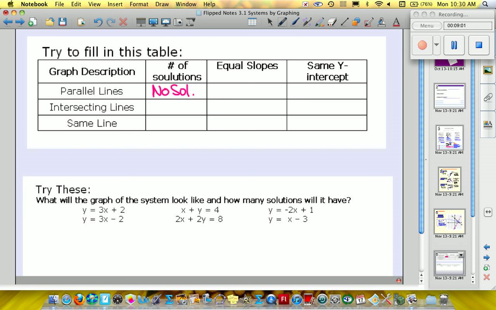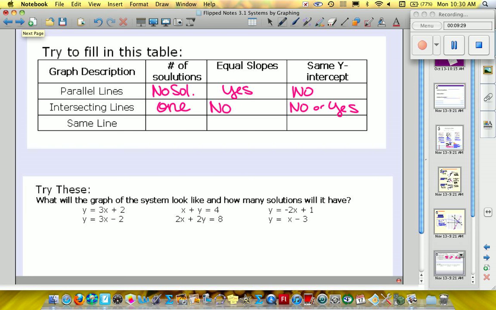Okay. Do parallel lines have equal slopes? Yes, they do. Do they have the same y-intercept? No, they don't. Otherwise, they would be the same line. Intersecting lines, number of solutions, 1. Do they have equal slopes? No, they don't. Do they have the same y-intercept? Not usually, but they could. So I'll write no or yes. They could intersect on the y-intercept.